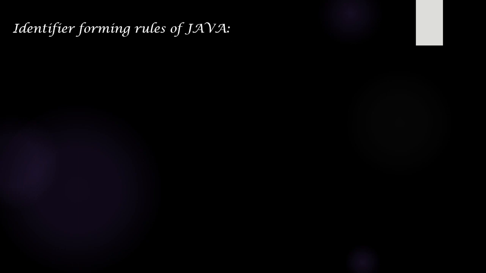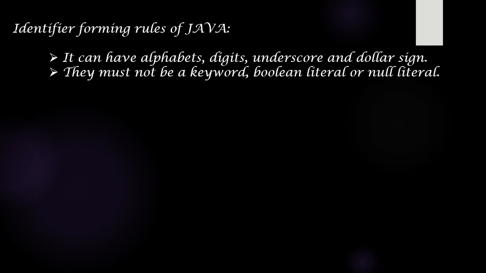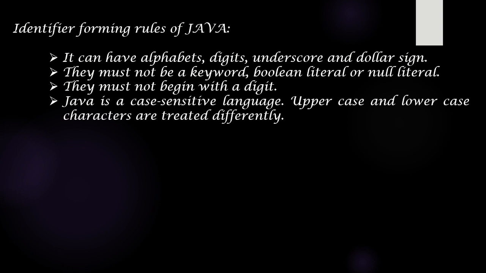Let us consider some of the rules for forming identifiers. It can have alphabets, digits, underscore, as well as the dollar sign. They must not be a keyword, boolean literal, or null literal. They must not begin with a digit. Java is a case-sensitive language and hence uppercase characters and lowercase characters are treated differently.